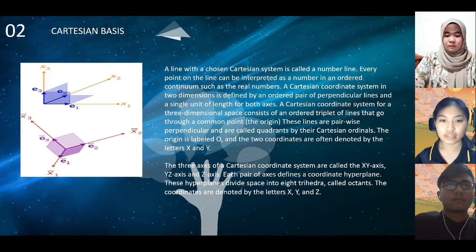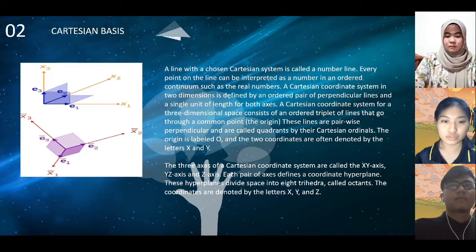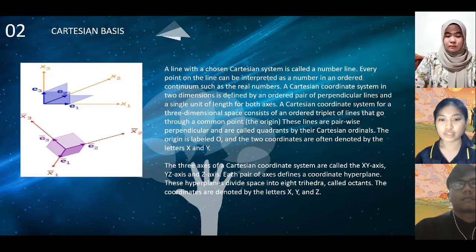These lines are pairwise perpendicular. The origin is labeled O, and the two coordinates are often denoted by the letters x and y. The three axes of a Cartesian coordinate system are called the x axis, y axis, and z axis. Each pair of axes defines a coordinate plane. These planes divide space into eight octants. The coordinates are denoted by the letters x, y, and z.